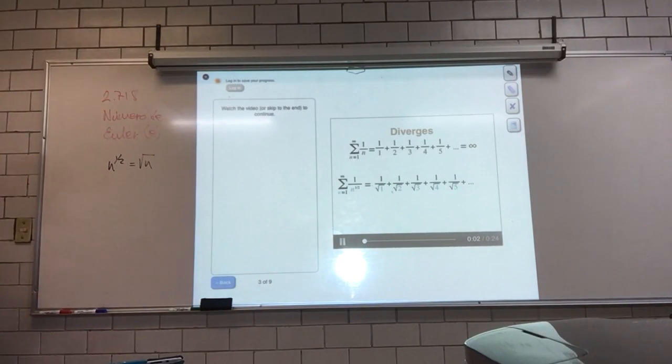Exactly. The bottom series has the larger terms. 1 over root 1 is 1, which is the same as 1 over 1. But all the other terms are bigger in the bottom series. 1 over root 2 is bigger than 1 over 2, 1 over root 3 is bigger than 1 over 3, and so on. So the terms in the bottom series are bigger than those in the top. And if the top series diverges, what does that mean about this series on the bottom?